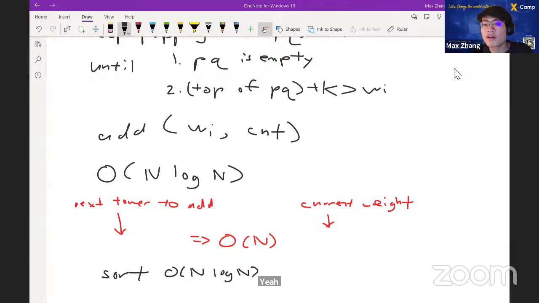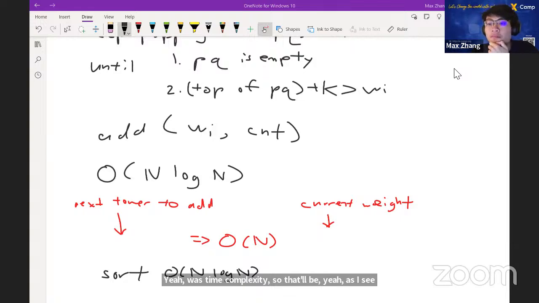Let me see if there are any other questions. Yeah, time complexity will be O(n log n), as I stated, because I think you have to do a sort regardless. And someone's asking about problem 3 now, so we will cover that soon. All right. Any other questions on problem 1?